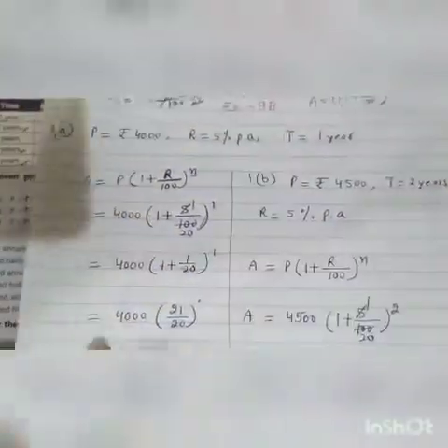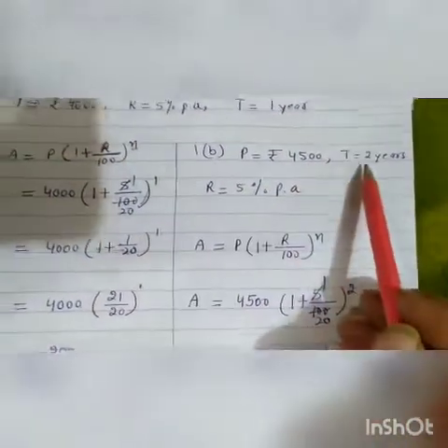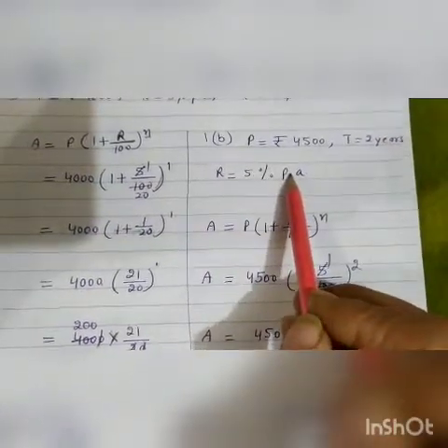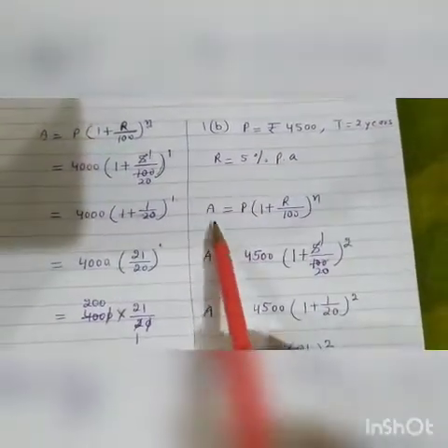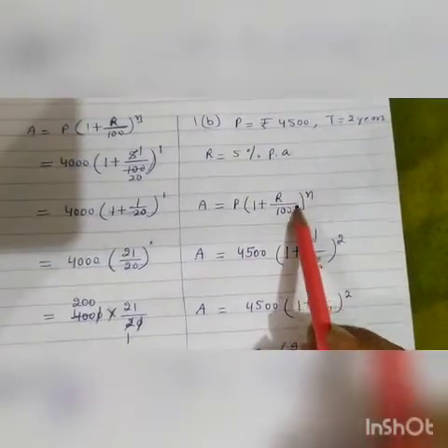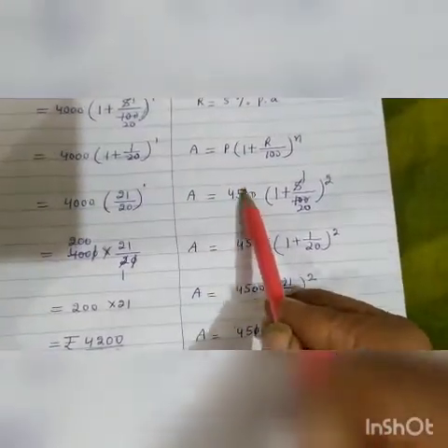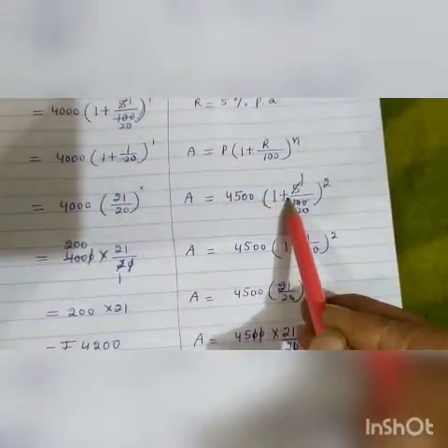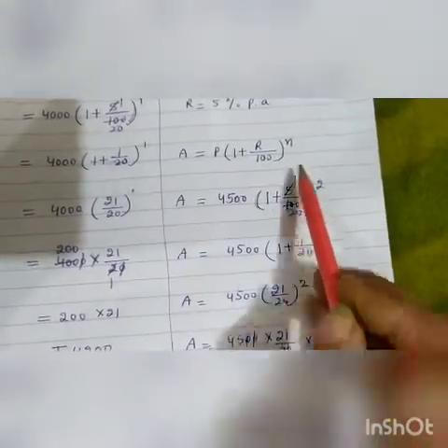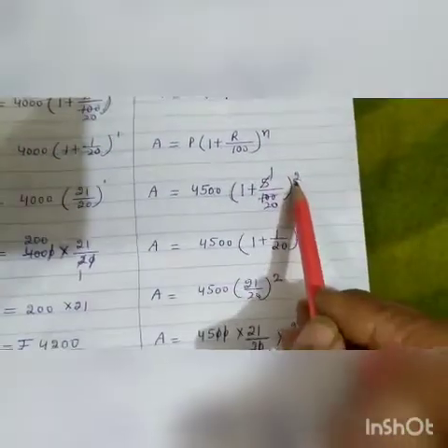In B part, see, principal is given 4500 rupees, time is given 2 years, and rate of interest is given 5% per annum. Again we will use the same formula. A is equal to P into 1 plus R upon 100 power n. Now A is equal, P is 4500, then bracket 1 plus rate of interest 5 upon 100, bracket close, n is 2. Here time is 2 years. So we will write here 2.